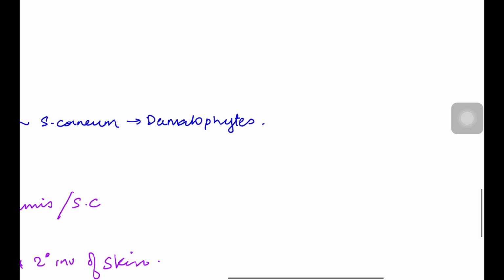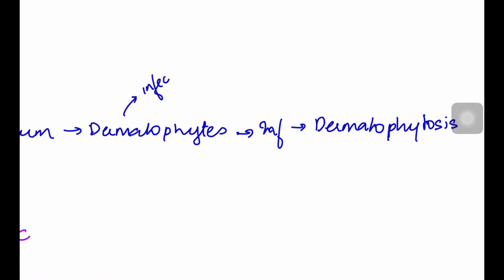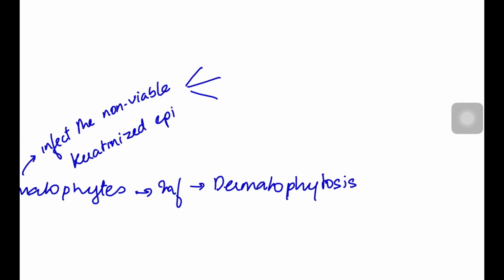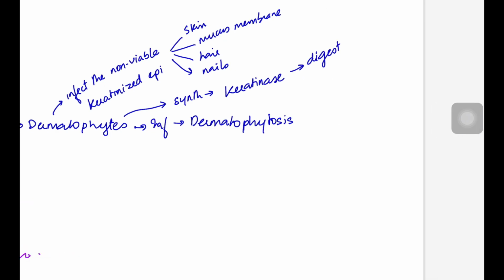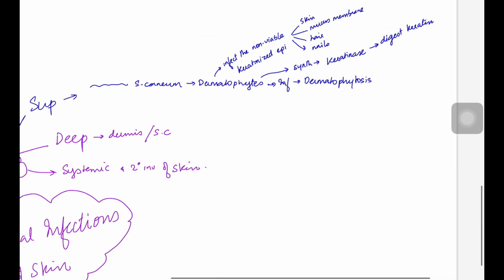So first we'll speak about the superficial fungal infections. As we said, it infects the stratum corneum and it's mainly caused by dermatophytes, and the infection is called dermatophytosis. They infect the non-viable keratinized epithelium of the skin, mucous membrane, hair, and nails. These dermatophytes synthesize keratinase, a protease that will digest the keratin and nourish them. These organisms can grow in soil and on animals.